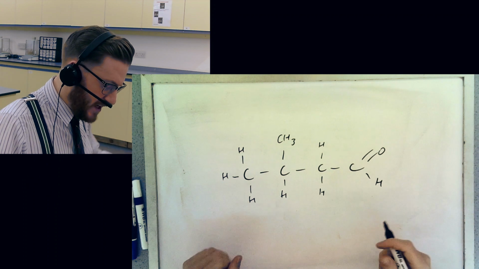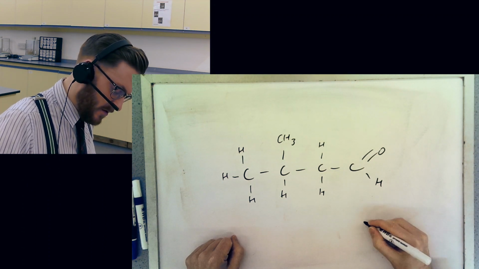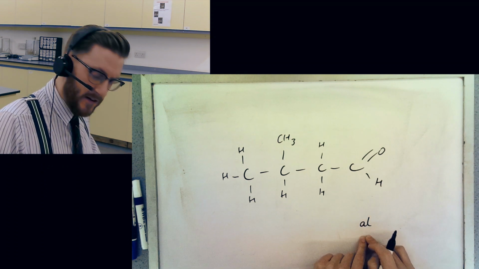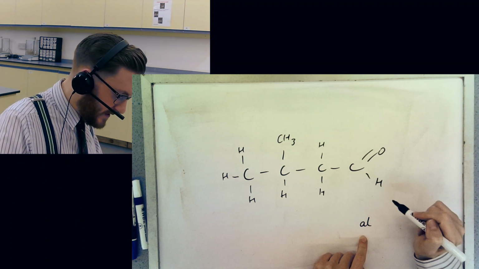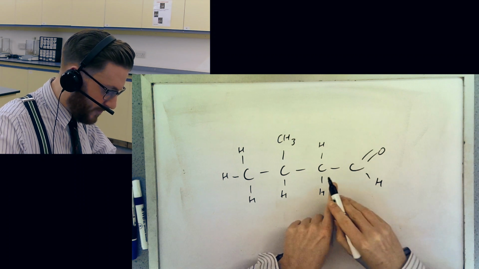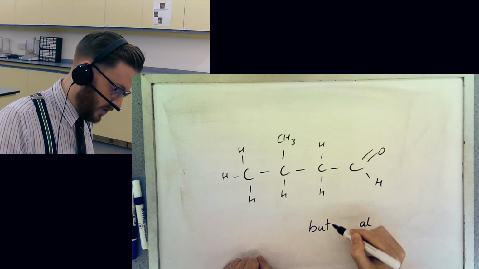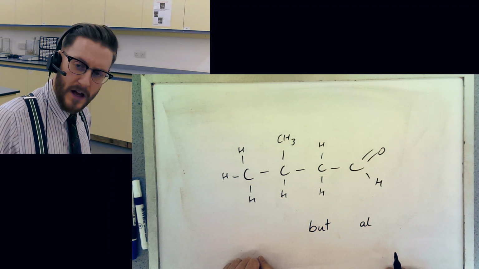So if I'm building up the name of this, I'm going to start with the very end of the name. I know it's an al. So it's an aldehyde, it's going to end in al. So my al is right at the end of this name, and then I know I've got 4 carbons. So this is a bute. Bute is 4 carbons. So bute, al.